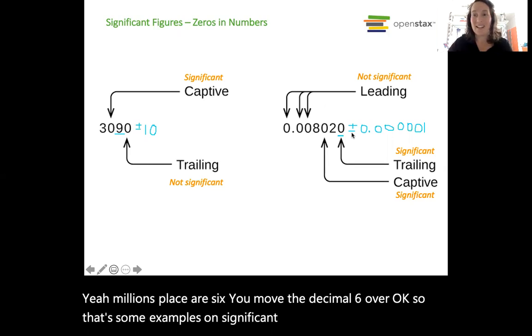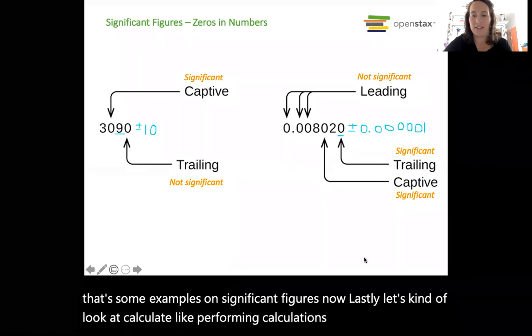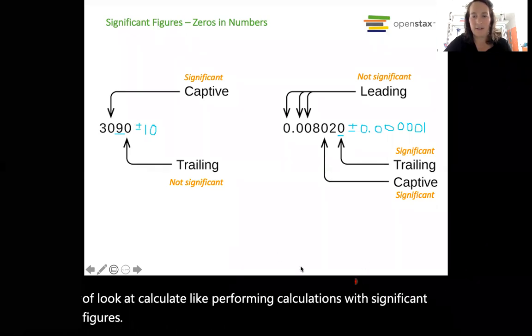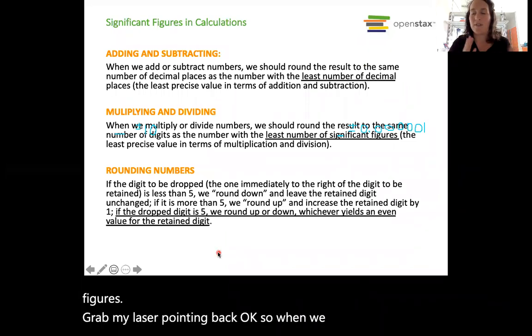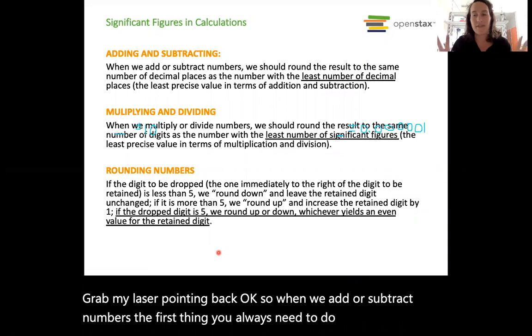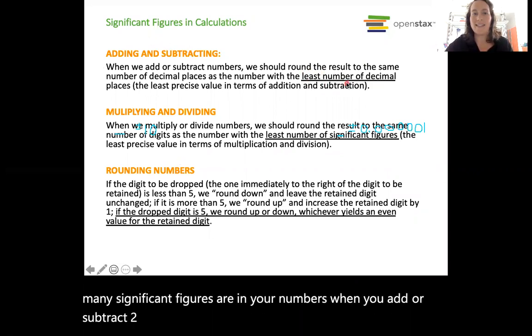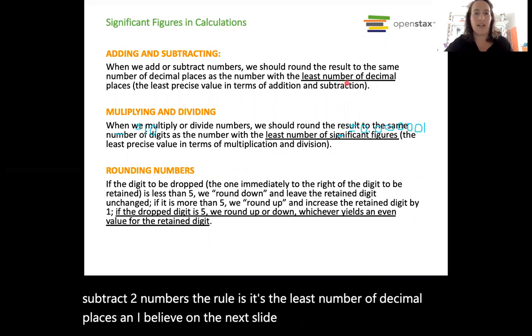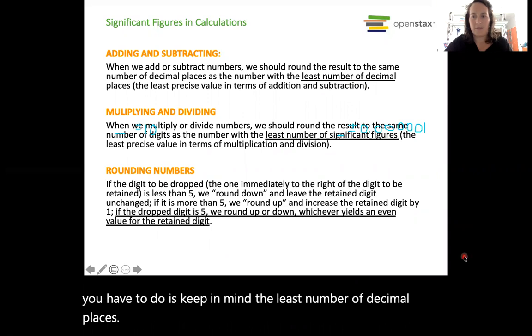Now, lastly, let's look at performing calculations with significant figures. When we add or subtract numbers, the first thing you always need to do is figure out how many significant figures are in your numbers. When you add or subtract 2 numbers, the rule is it's the least number of decimal places. And I believe on the next slide there's some examples. But all you have to do is keep in mind the least number of decimal places.